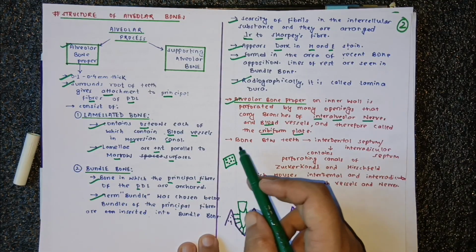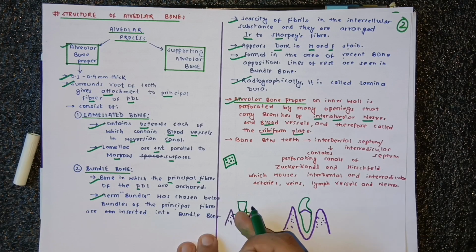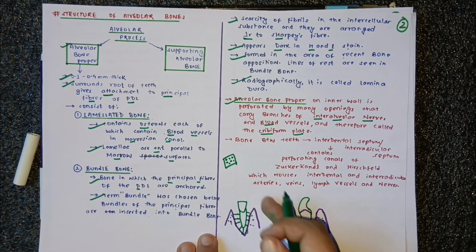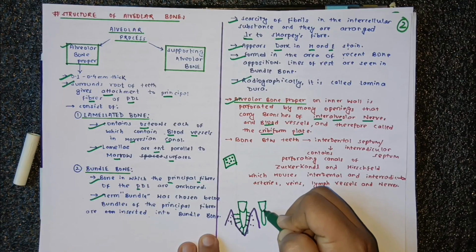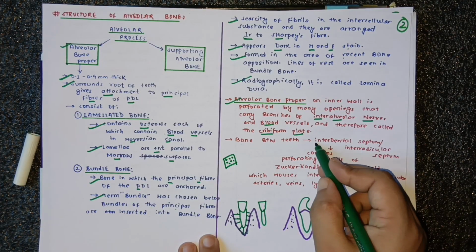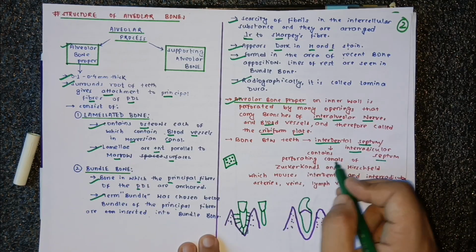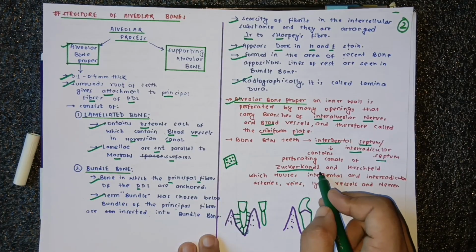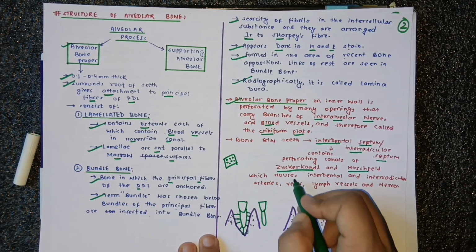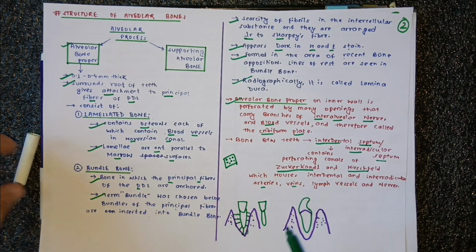After that, bone between the teeth. If this is one tooth and there is another tooth, the structure between the two teeth is the interdental septum or interradicular septum. It contains the perforating canals of Zuckerkandl and Hirschfeld, which house the interdental and interradicular arteries, veins, lymph vessels, and the nerves. And this is very important.